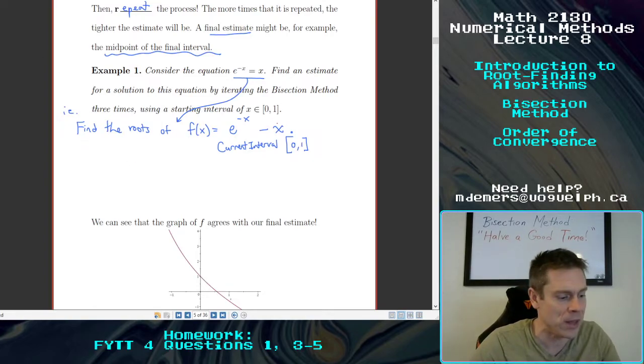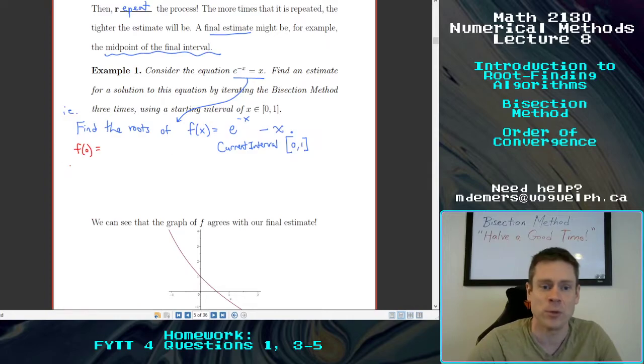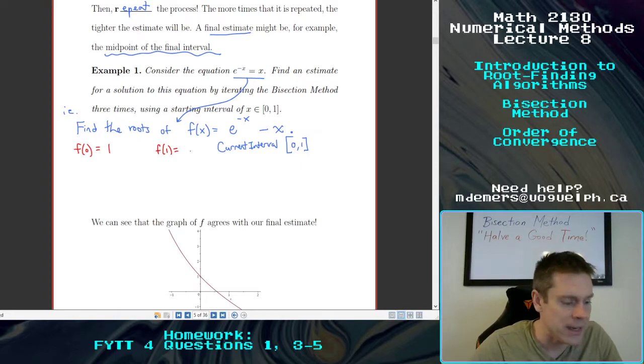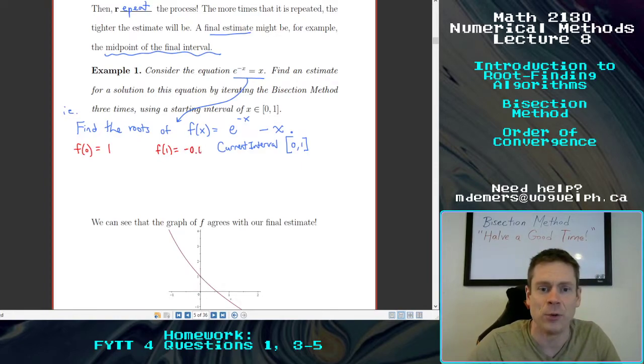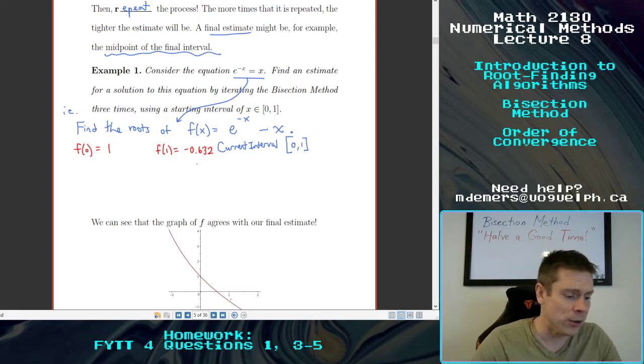We're going to test both endpoints, and f of 0 is pretty easy to see even by just staring at it. e to the 0 minus 0 will be 1 minus 0, which is 1. So f of 0 equals 1, and f of 1 equals negative 0.632 is what that works out to if you just plug 1 into that function. Okay, what we're going to do is test the midpoint.